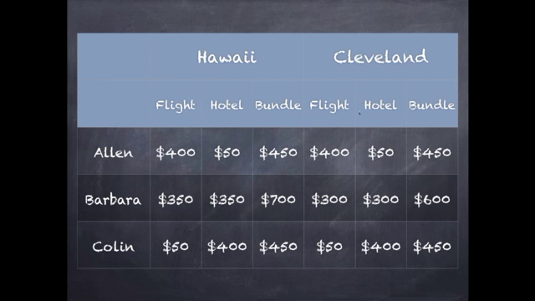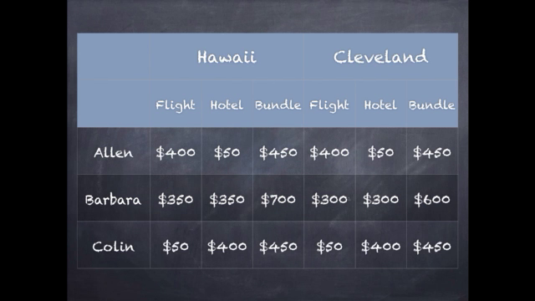Let's do the same thing for Cleveland. We go through the same exercise. Let's start with the lowest price. Colin was willing to pay $50. So Barbara would purchase and Alan would purchase. All right, because it's below their reservation prices. That would yield a profit of $150.